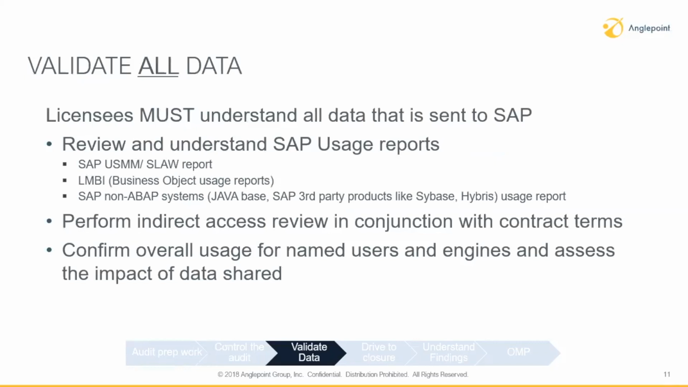Now, I can't tell you how many times I've been working with a licensee and they say, I don't know why SAP is asking this. They requested this table. For example, they wanted the USR02 table. Why? What are they looking for in that table? Too many times the licensee will say, I don't know why they want it, but we already sent it. We don't even know what they're looking for, but we sent it to them. Our recommendation is never send data to SAP without understanding what SAP is looking for and understanding what you're sending. Know what's in the data before you send it. That goes for both the USMM, the LMBI tool, and non-ABAP systems.